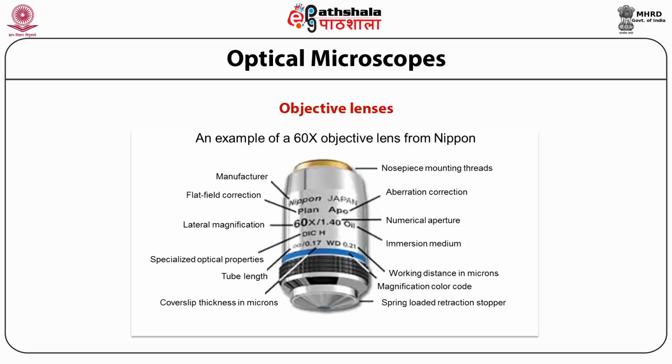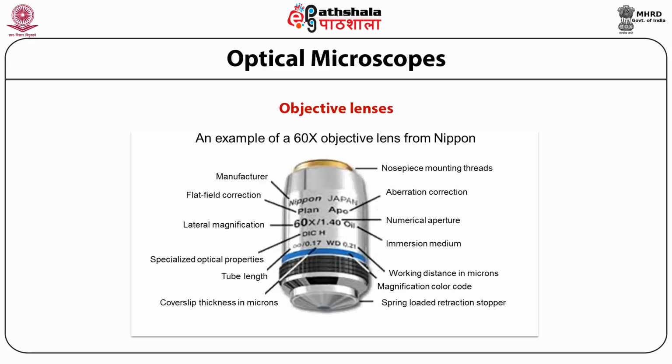For example, here Nippon is the company name or the manufacturer name. Plane means it is a flat field corrected objective. Apo means it is aberration free. 60x means the maximum magnification achievable by this objective is 60 times. And the 1.40, for example, is the numerical aperture of the objective lens. Oil means the immersion medium.